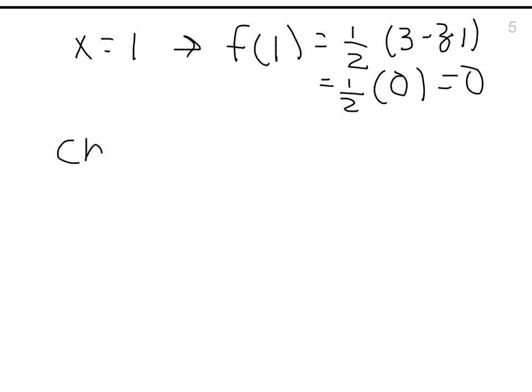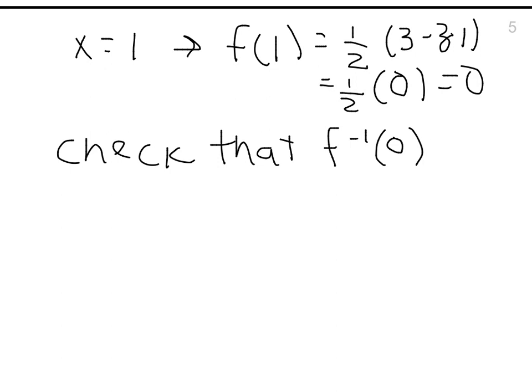So we want to check that the inverse function does in fact switch the x's and the y's, so that when I plug in 0 for the inverse function, I would get out 1. So it's f inverse of 0 equal to 1. Again, we're taking the output from the original and putting it into the inverse, and we're checking that we get the input from the original as the output of the inverse.